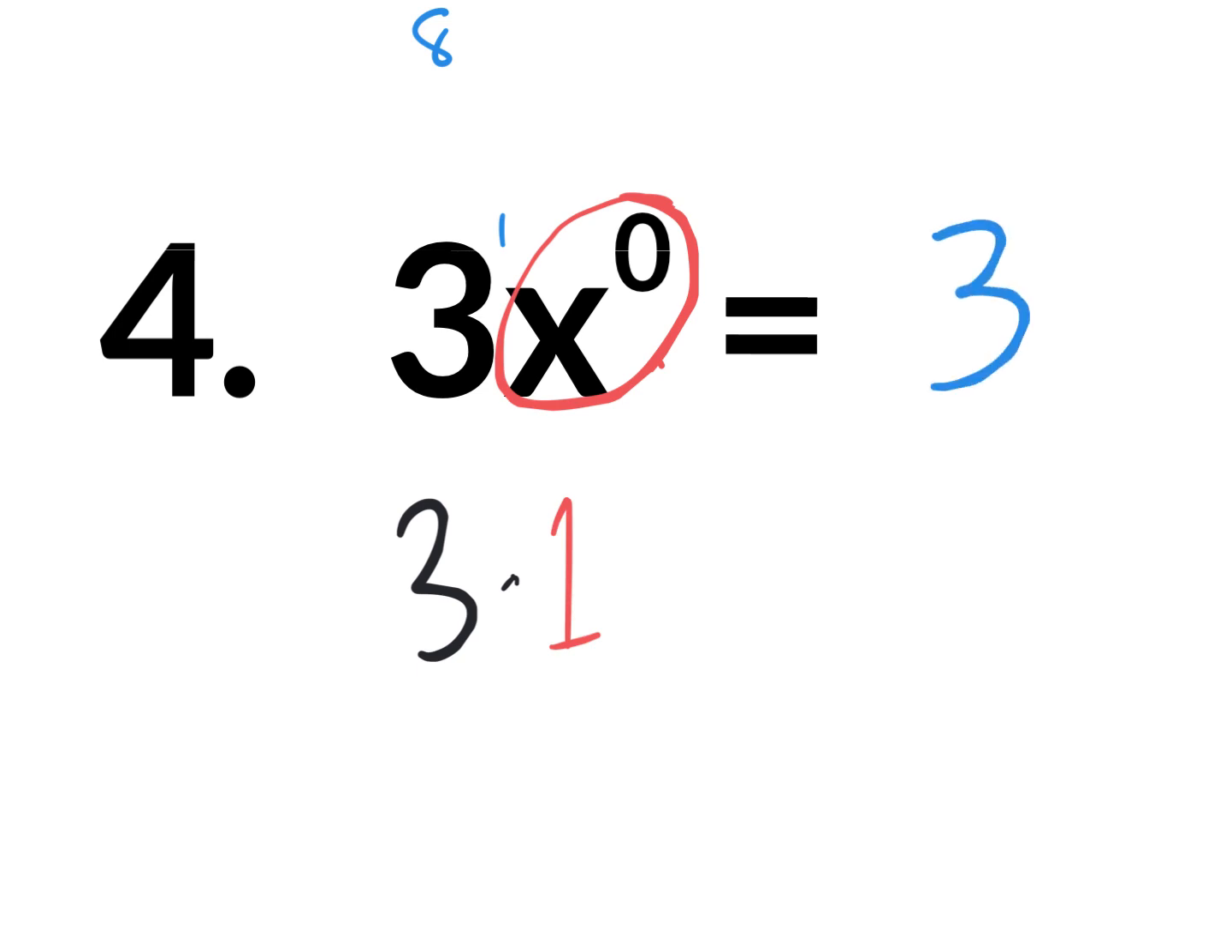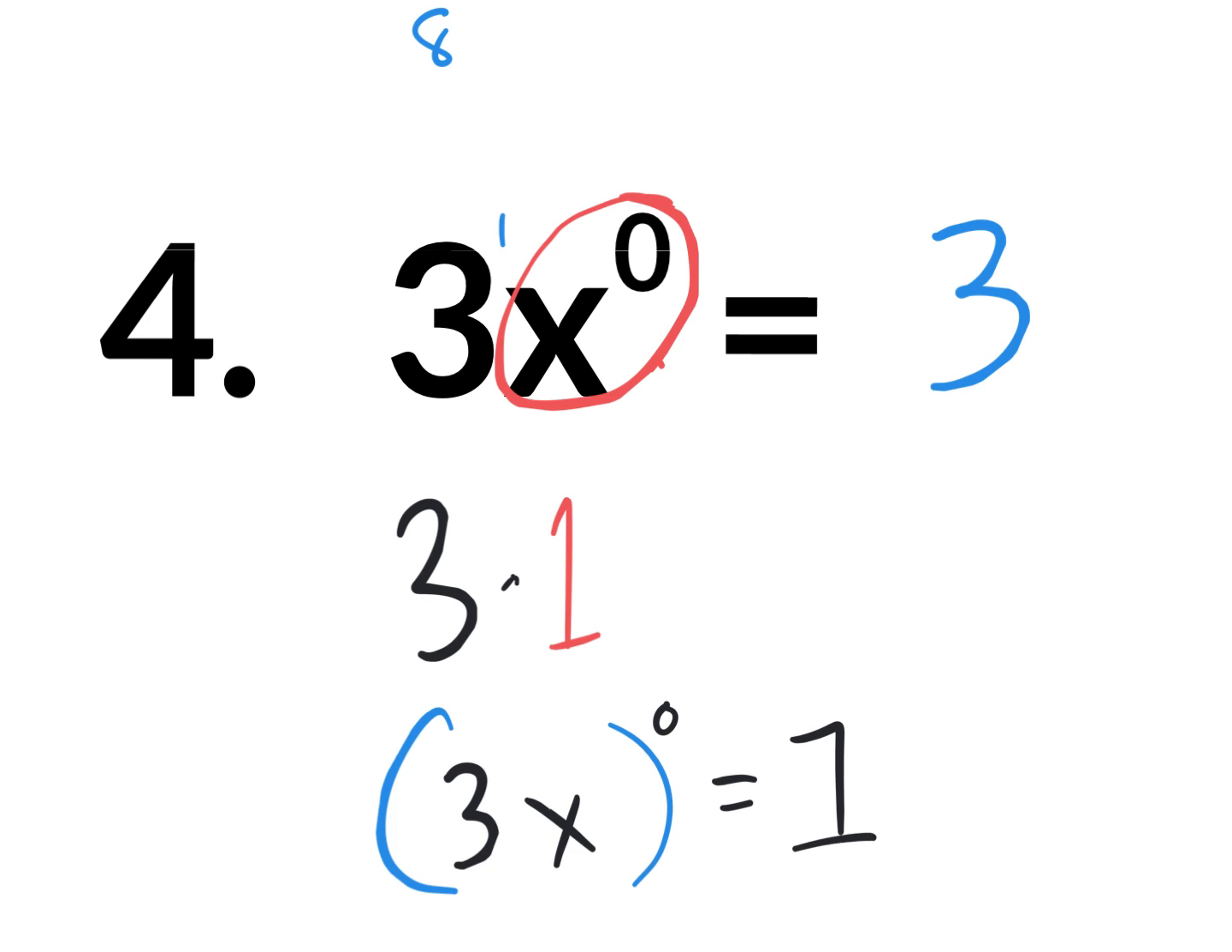Now, it would make a big difference if I actually had parentheses around the 3x with the 0 on the outside. Then, yeah, that would become the answer 1, because the whole thing is to the power of 0. The whole thing will equal 1. The rule says anything to the power of 0 equals 1. But in this original question, the only thing that has a power of 0 is x. So x to the 0 is 1, and 3 times 1 is 3.